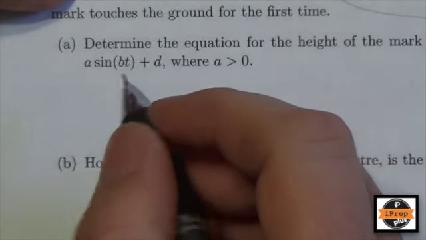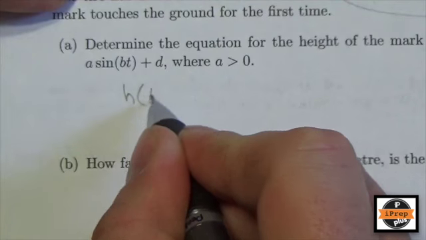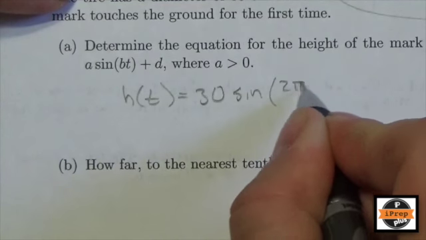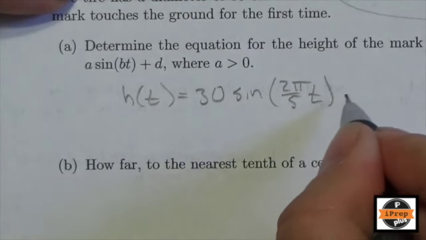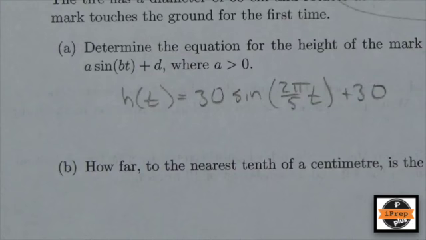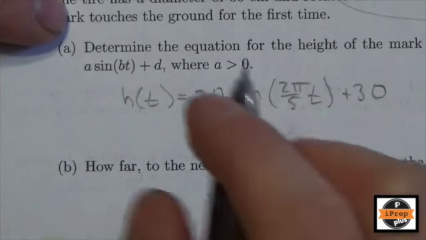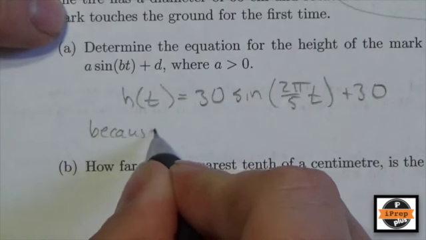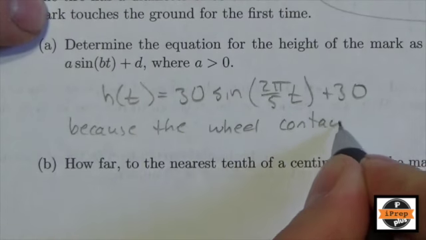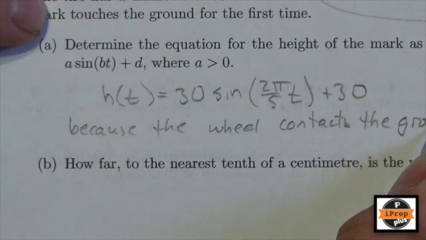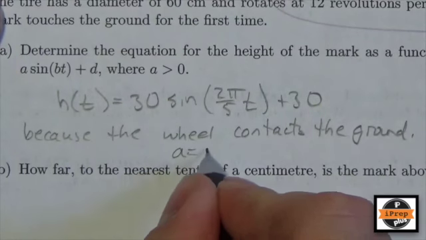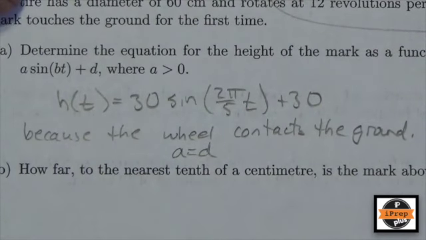So I can simply write at this point, therefore, that the height as a function of time is going to be 30 times the sine of 2 pi over 5 times time, plus my vertical displacement of 30. So there's the equation that I'm looking for. And again, we'll write it like this: because the wheel contacts the ground, and that's what you'd expect, we're rolling along the ground, because that's true, the A value is equivalent to the D value.